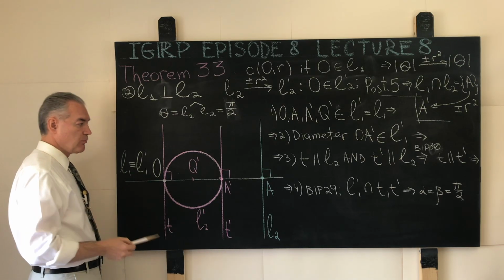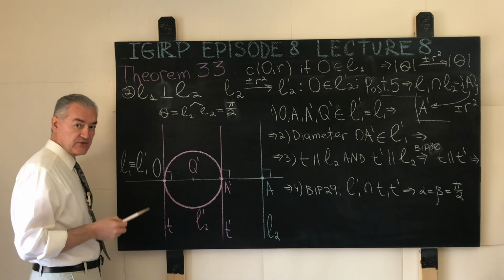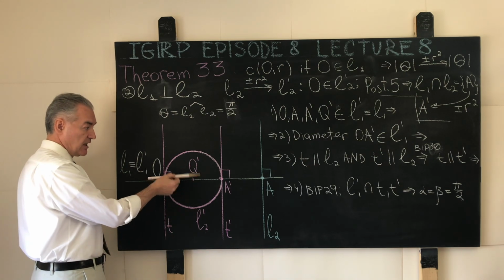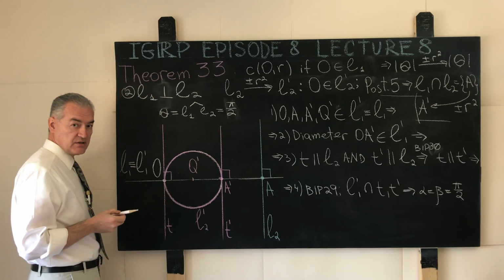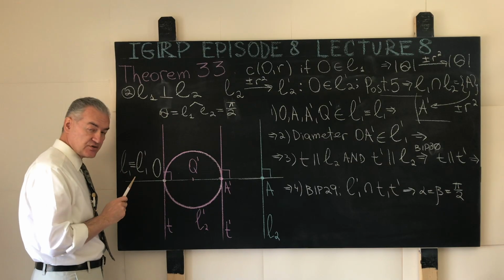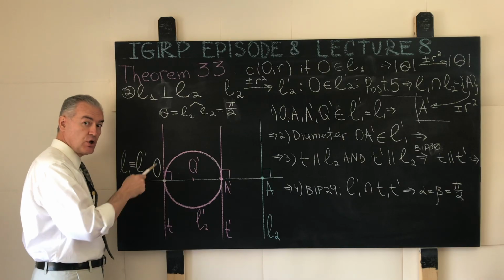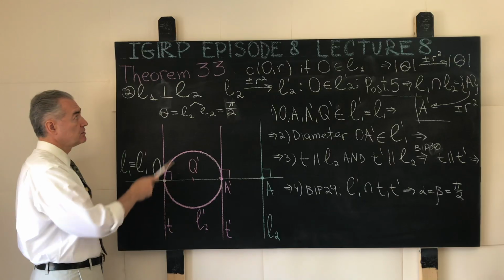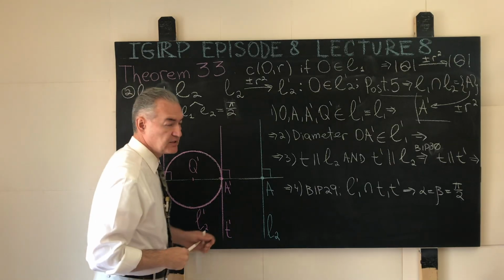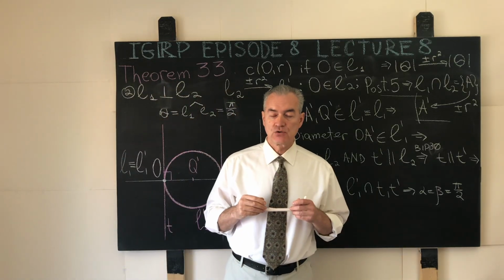And again, we go back to definition number 4 and define the angle between the straight line and the circle as the angle between that straight line and the corresponding tangents drawn to the circle through the point of interest. And this concludes the proof of the case number 2.